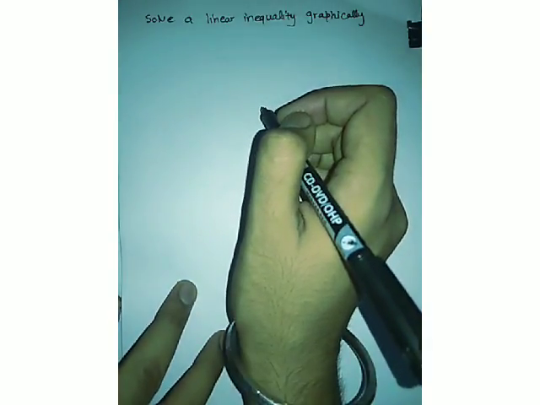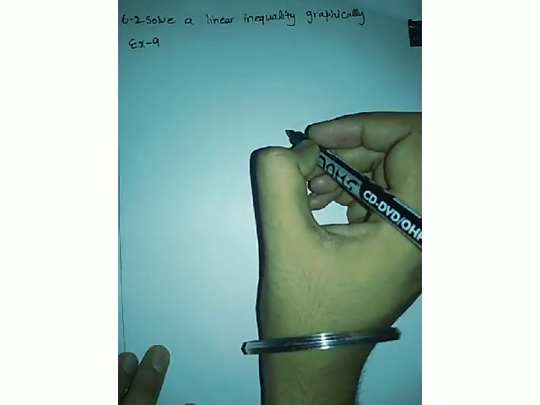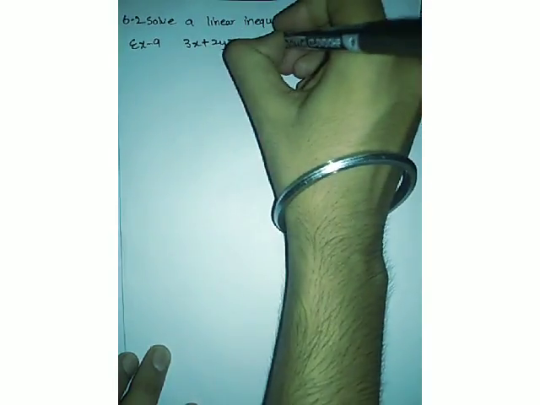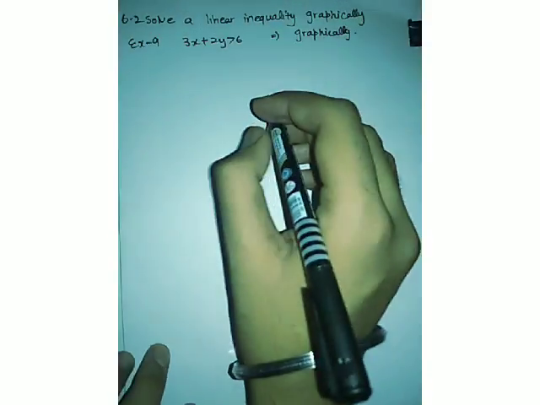Alright, so let's start with our very first example. That is example number 9 of exercise 6.2. In exercise 6.2 example 9, we have the statement 3x + 2y > 6. We have to solve it graphically. Okay. We will be going step by step.